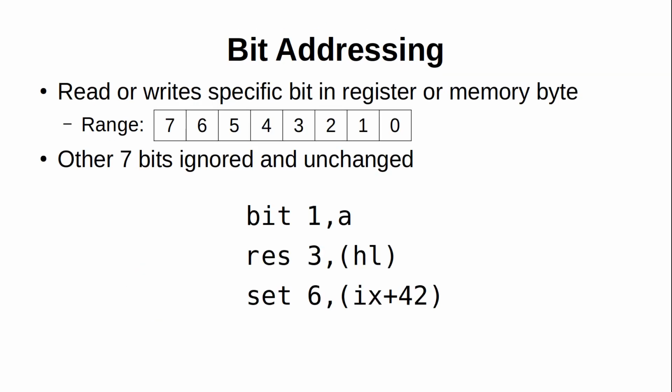We first saw how bit addressing works back in Lesson 2, but now we'll go deeper into how those instructions work. BIT, RES, and SET all take a bit number for their first argument. Then the byte in question is referenced by the second argument, where it can be specified as an 8-bit register or a memory location whose address is in HL or at a specified offset from an index register.